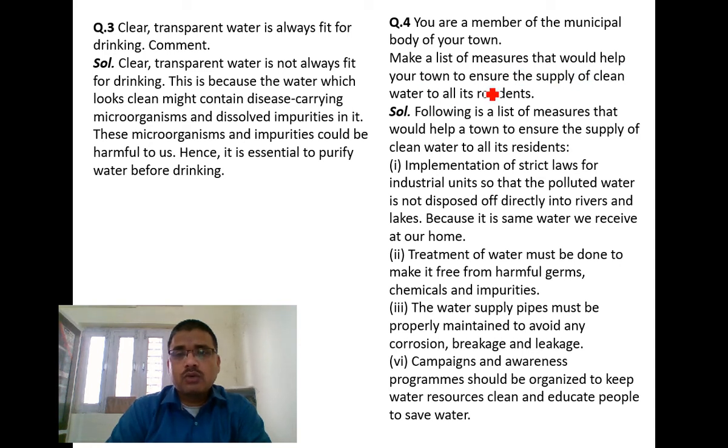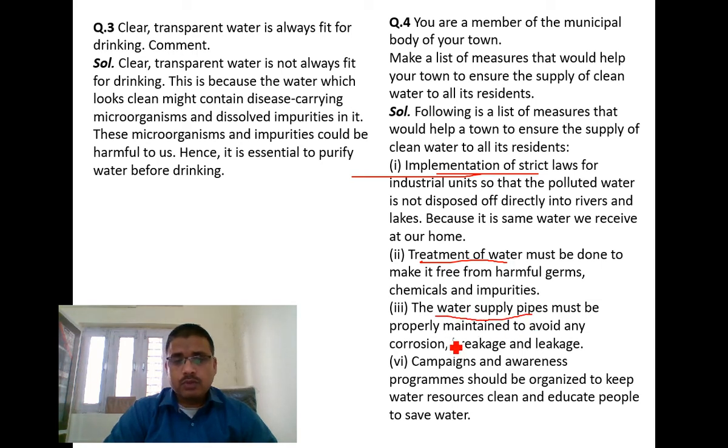Now, the following list should be required. Number one, implementation of strict laws. Number two, treatment of water must be done. Number three, water supply pipes must be properly maintained, and campaigns and awareness programs should be organized.